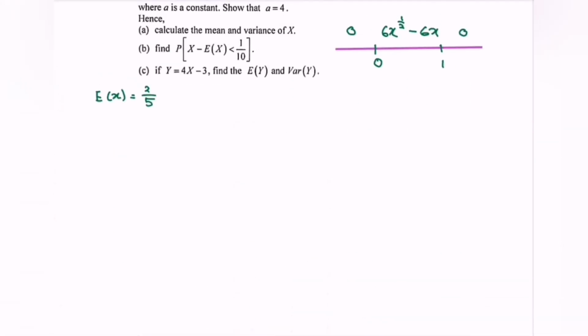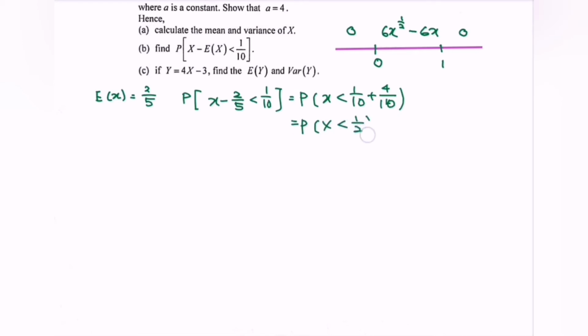Next, kindly refer to B, where we have the probability that the absolute value of X minus 2 over 5 is less than 1 over 10. Kindly simplify the situation. Probability that X is less than 1 over 10 plus 2 over 5. For the common denominator, we have to multiply with the 2, so we will have 4 over 10. Continue. Probability that X is less than 5 over 10, which is 1 over 2, which means 0.5. So here we have the location 0.5.